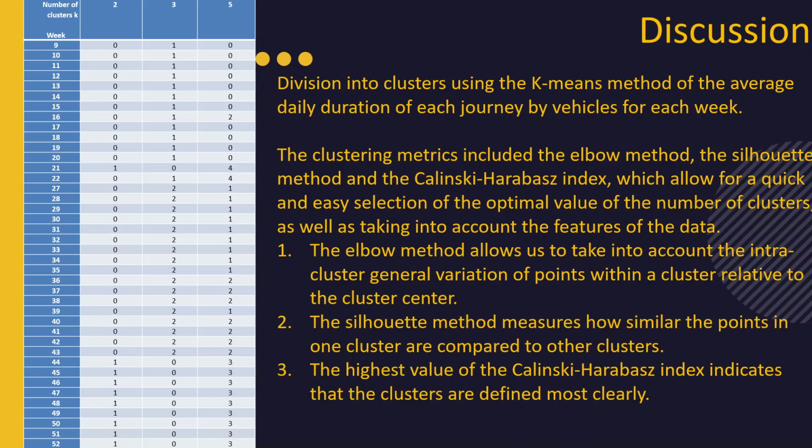Thus, it can be stated that the proposed algorithm for selecting a clustering method based on internal metrics for assessing the quality of clustering data collected from the infrastructure of passenger transport by public transport in a medium-sized city is quite simple and effective. The clustering method includes the elbow method, the silhouette method, and the Calinski-Harabasz index, which allow for a quick and easy selection of the optimal value of the number of clusters, as well as taking into account the feature of the data. The elbow method allows us to take into account the intra-cluster general variation of points within a cluster relative to the cluster center. The silhouette method measures how similar the points of the cluster are compared to other clusters, and the highest value of the Calinski-Harabasz index indicates that the clusters are divided most clearly.